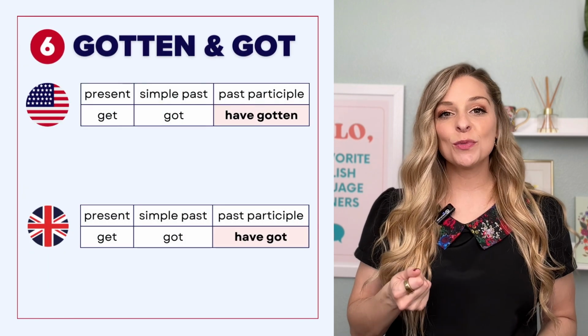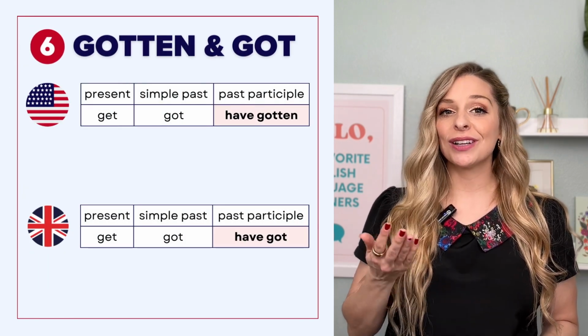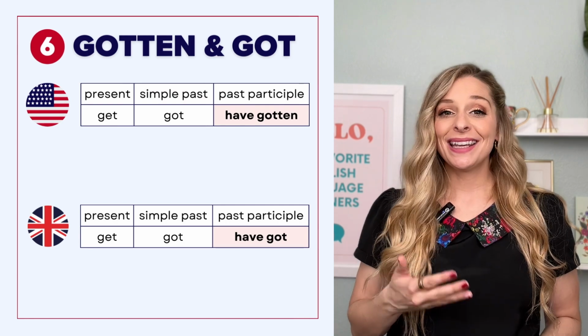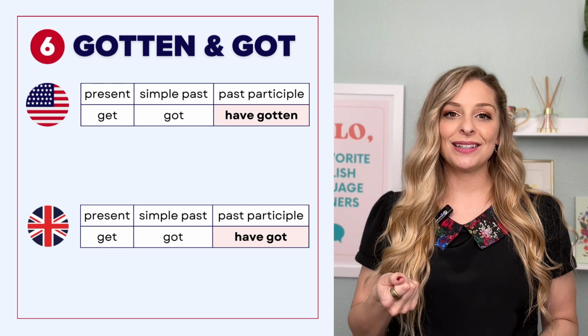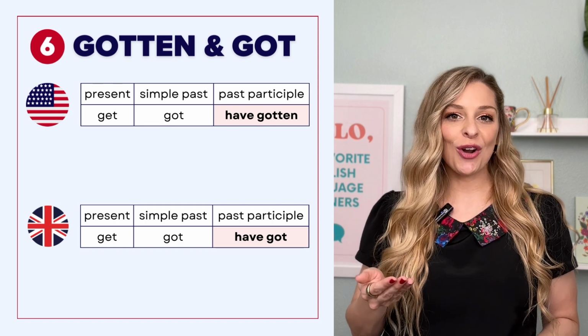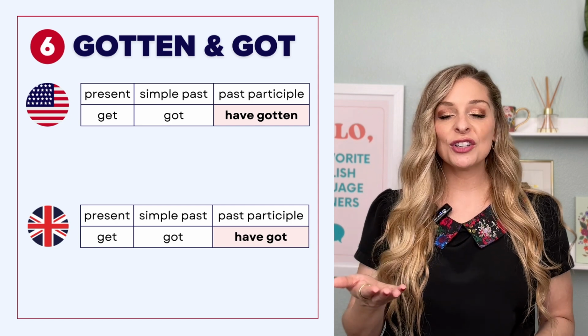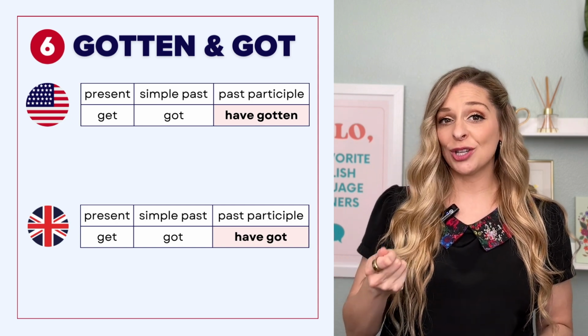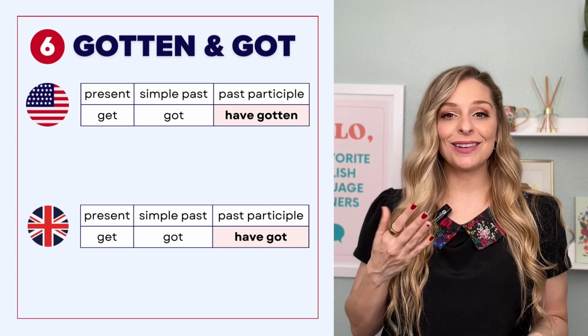And another difference between American and British English grammar is our use of the word gotten or got. In American English, the past participle of the verb get is gotten. So our little chart looks like get, got, gotten. But in British English, the past participle remains got. Get, got. So as an American, I use gotten all the time.